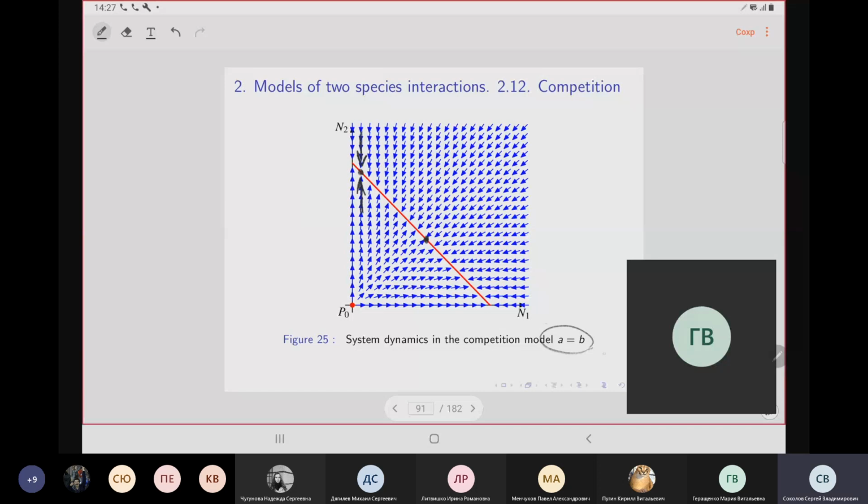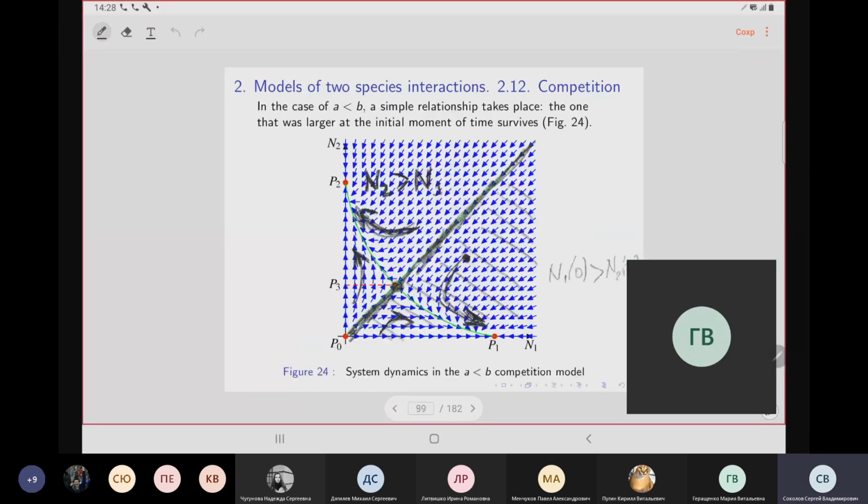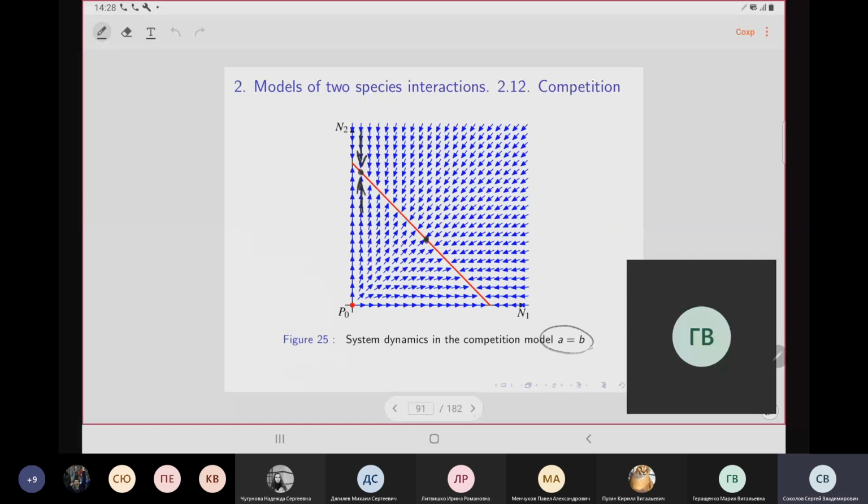But in real life, what can we see? If A becomes close to B, then at some moment our stable equilibriums will become unstable, and the point P3 will become stable. So we do not expect to see this picture. We'll see one or another.